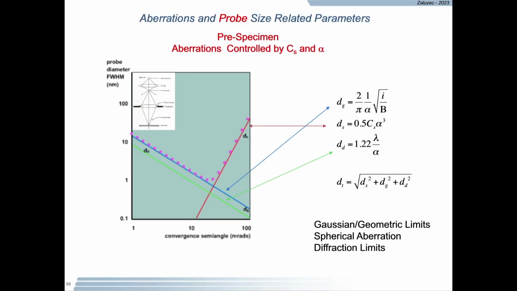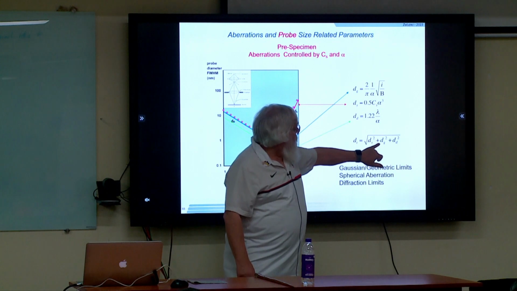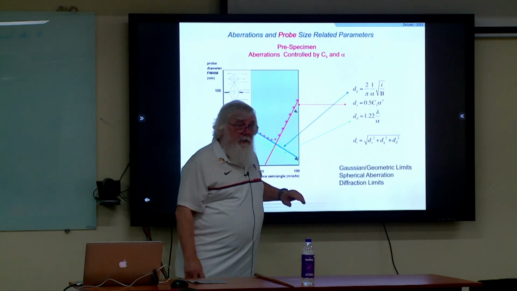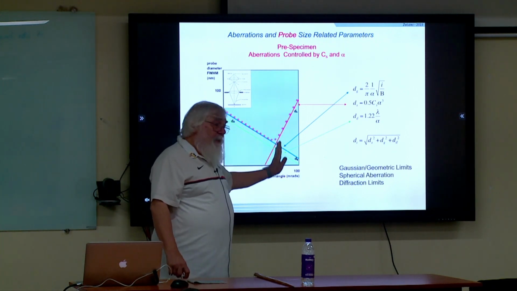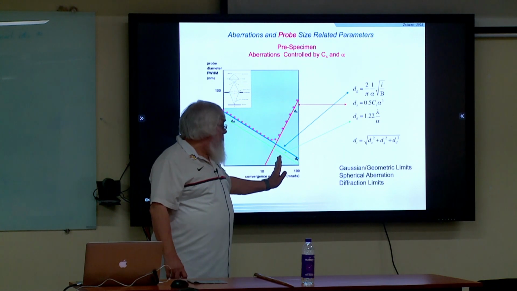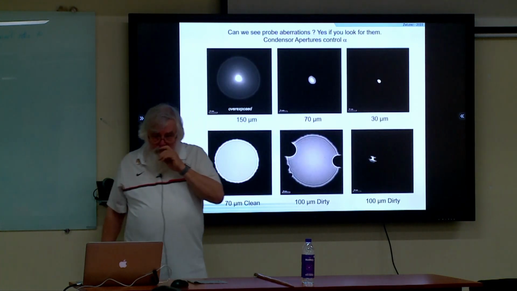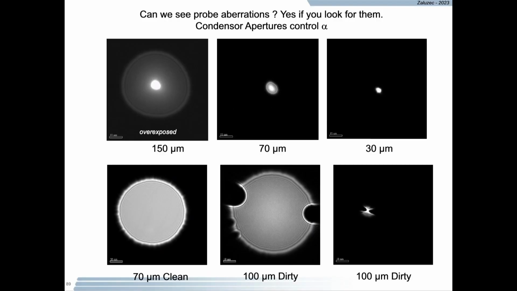So we have multiple things. The probe size is the diameter of the probes added in quadrature. So you've got the spherical, the Gaussian, and the diffraction limit. I haven't shown you the chromatic aberration effect on this one yet. Okay, so there's an optimum range, and there's an optimum for each angle. There's an optimum resolution that you can get. I'm going to show you the effect of aberrations of those angles.